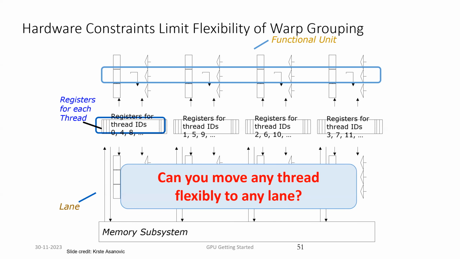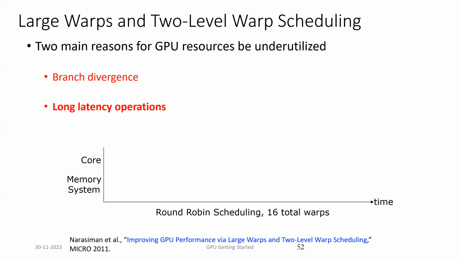The other problem is long latency memory operations. Some threads' data might be readily available in the cache, but some other threads' data might not be available. Now until the data comes back to the SM, we have to stall all the threads of that warp.